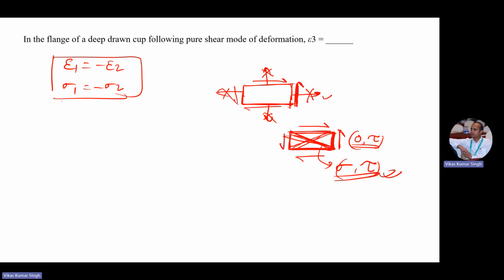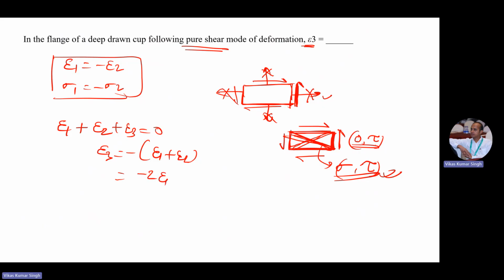Now coming to the question, this is the condition for pure shear mode. Now we have to derive epsilon 3. This is very simple. Again, we apply volume consistency: epsilon 1 plus epsilon 2 plus epsilon 3 equals 0. So epsilon 3 equals minus of (epsilon 1 plus epsilon 2). And this gives epsilon 3 equal to minus 2 times epsilon 1.